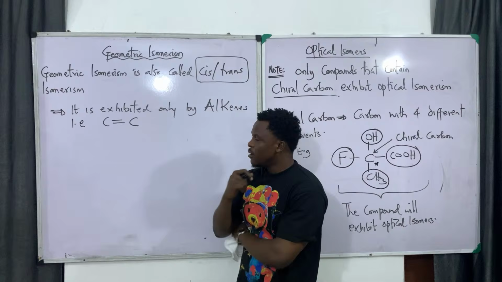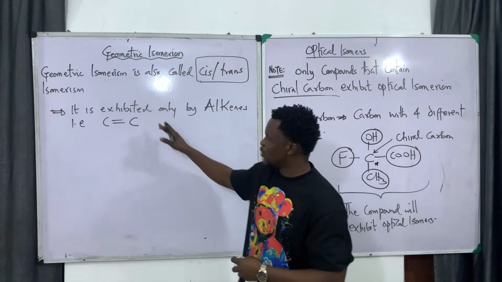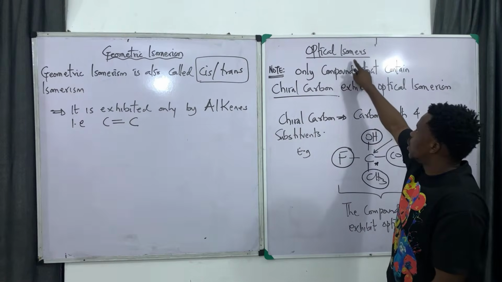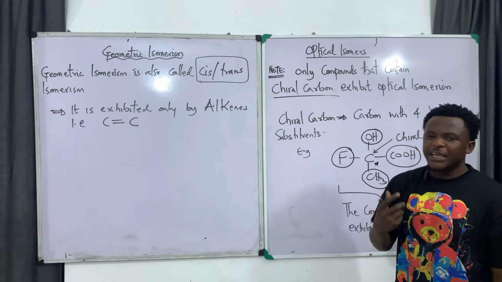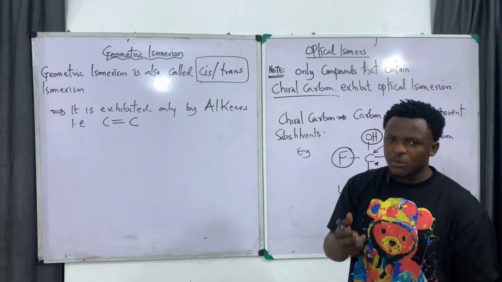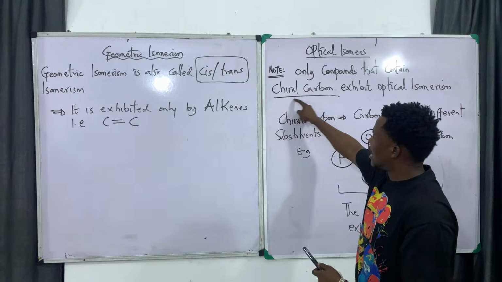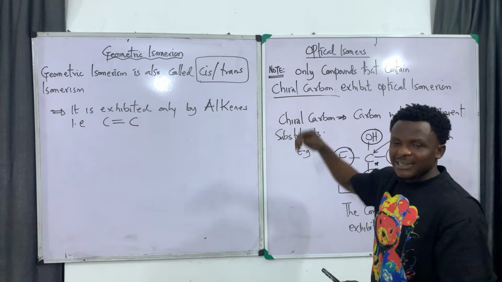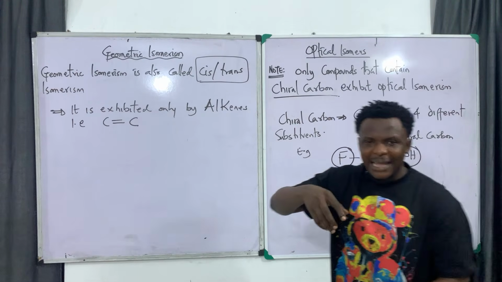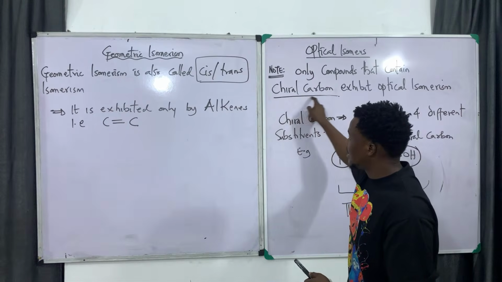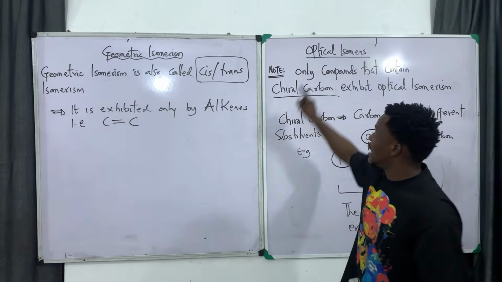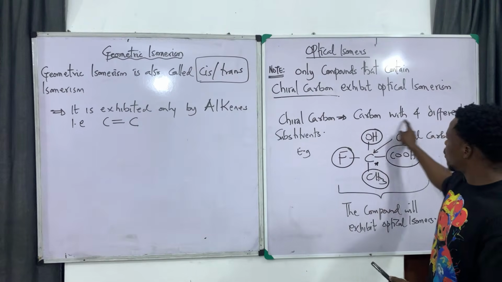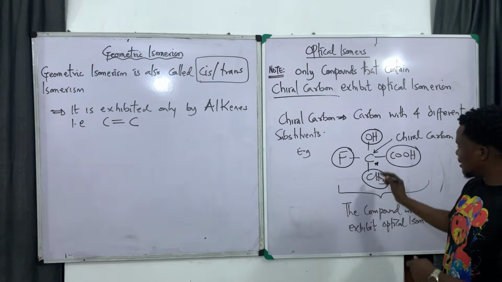Now, what are the compounds that exhibit geometric isomerism? Remember, when we talked about optical, we said for any compound to exhibit optical isomerism, it must have a chiral carbon. It's a criterion. If a chiral carbon is not there, that compound will not undergo optical isomerism. And what is a chiral carbon? Carbon with 4 different substituents. And I gave the example this way.